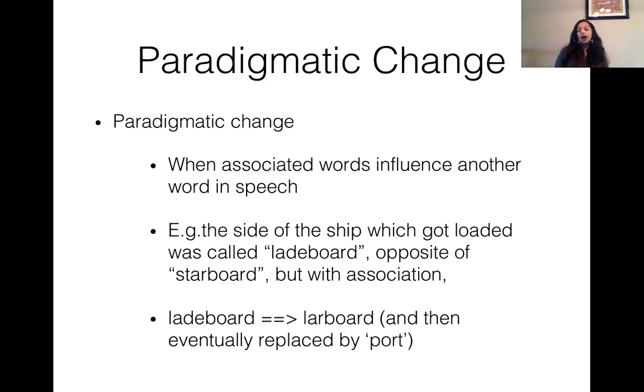And then larboard, when you look at the history of the word, later on became replaced by port. So now you dock the ship and then you load things onto the ship at a port, right? But this kind of change is called a paradigmatic change, when there are word associations influenced by meaning and not by the sound or the phonetics of the word.